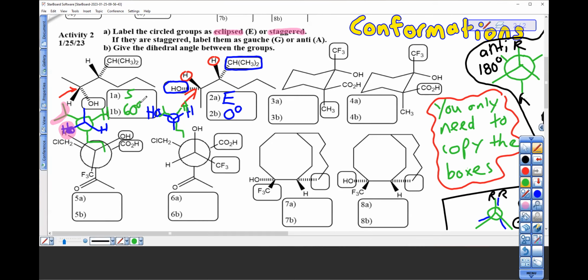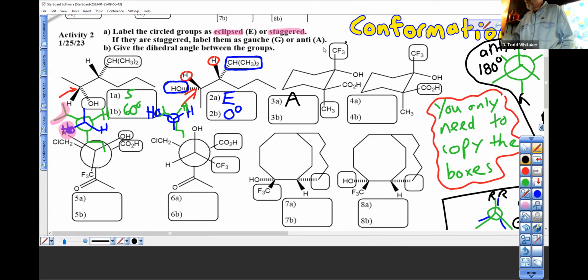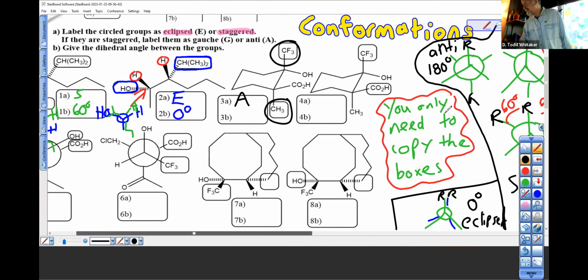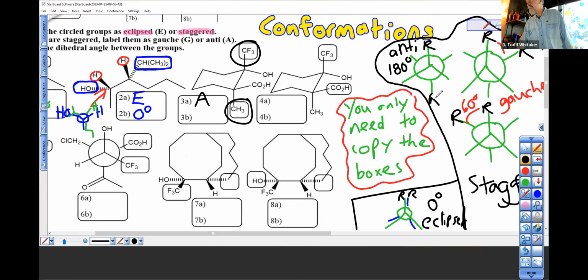All right. Next one, I'm just going to say straight up. This is what we call a chair. Do you agree this is straight up and this is straight down? Don't we have a picture over here of one straight up and one straight down? Yeah. What's that called? Anti. That's the A. What's the angle? 180.